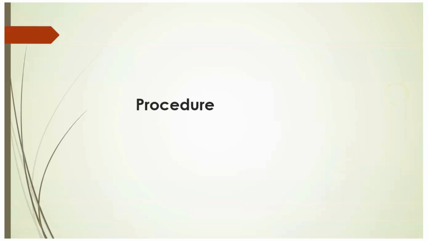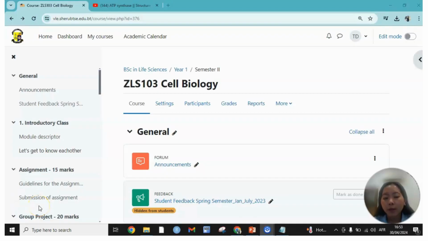So now let's look into the procedures that are involved in making an interactive video using H5P on VLE. I want to create an interactive video that can be used to assess the students' learning. So I'm going to create an interactive video on the topic ATP synthase.